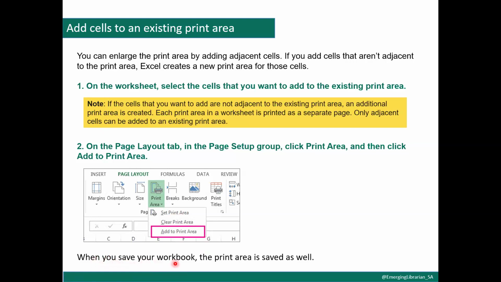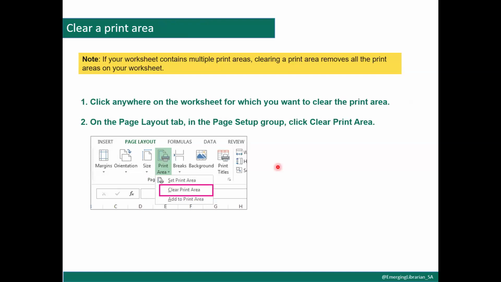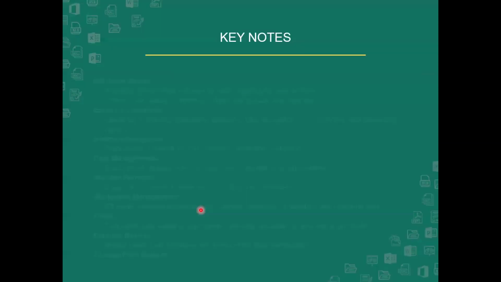Thereafter, you save your workbook. The print area is also saved. Then you also have the option of clearing the print area. You just click anywhere in the worksheet for which you want to clear the print area, on the Page Layout tab, then Page Setup group, and Clear. Then you click the drop-down arrow and click Clear Print Area.